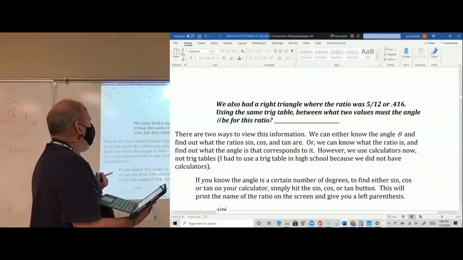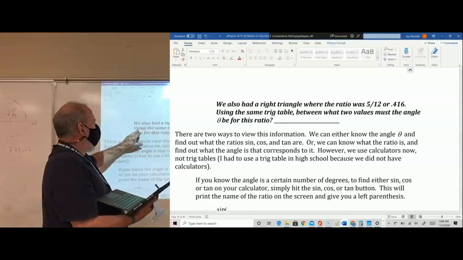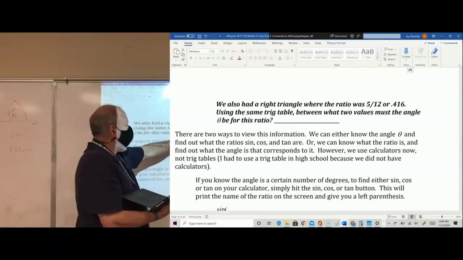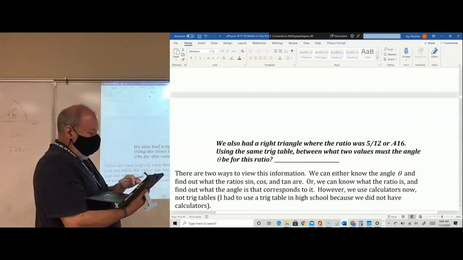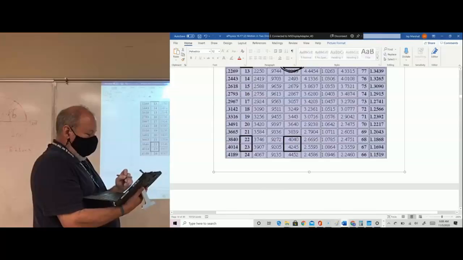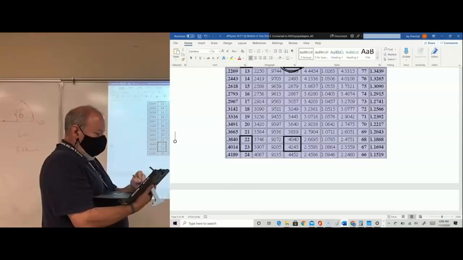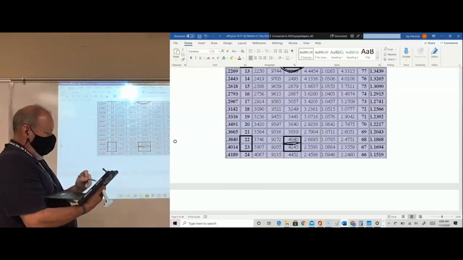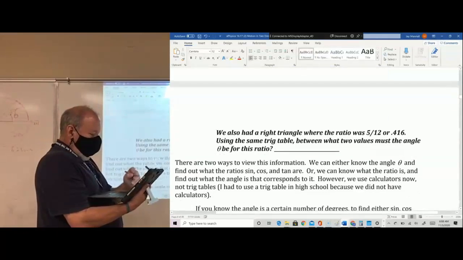We also had a right triangle where the ratio was 5/12 or 0.416. Using the same trig table, between what two values must the angle theta be for this ratio? If we go back up here and we find out that the value lies between 0.4040 and 0.4245, we find out that our angle must be between 22 and 23 degrees.